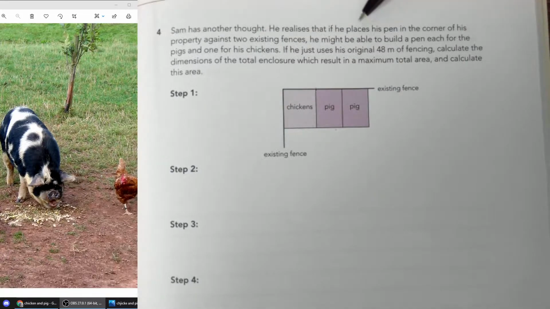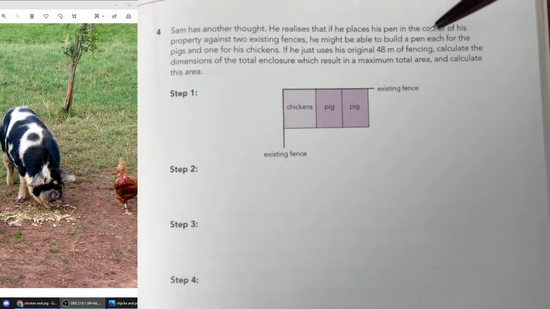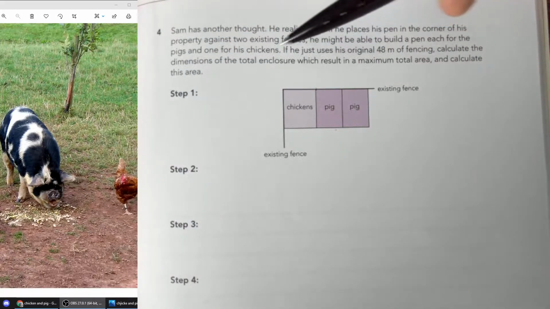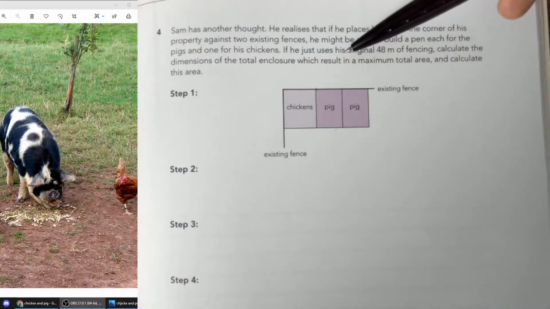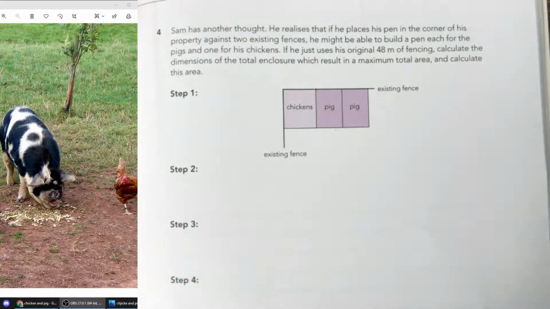If Sam places his pen in the corner of his property against 2 existing fences, so these are already here, he might be able to build a pen each for the pigs and 1 for his chickens. If he just uses his original 48 meters of fencing, calculate the dimensions of the total enclosure which result in a maximum total area, and calculate this area.